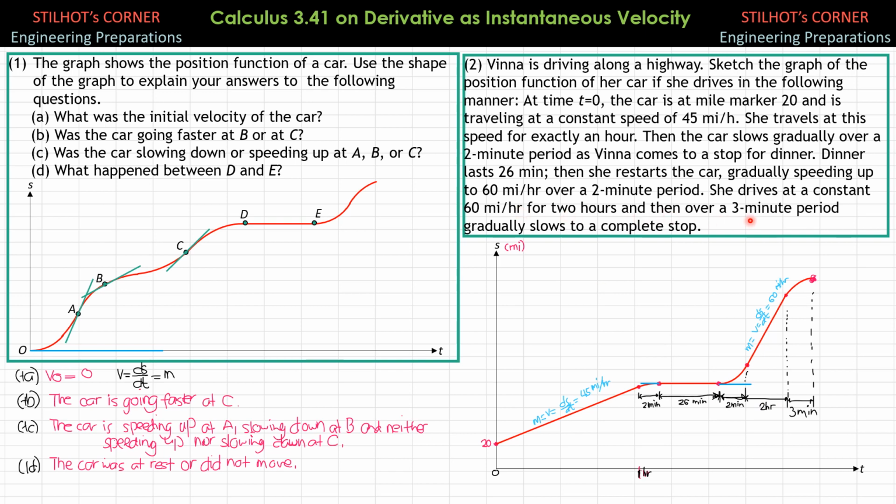And then over a 3-minute period, she gradually slows to a complete stop. So again, the curve is concave down. The initial tangent is 60, then it decreases until the tangent here is horizontal. So that means the car is at rest at this end, ready for the complete stop. And the period is 3 minutes. So that's it. That's the graph.